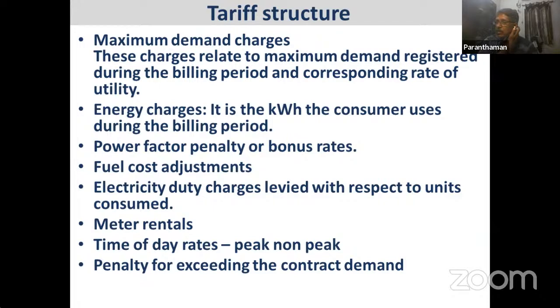Why are they penalizing? Otherwise, they will not pay regularly. They will get the contract demand for 50 kVA, and whenever it exceeds, they will pay the same amount. So it is a loss to the discom, and that's why they are penalizing the consumer for exceeding contract demand.